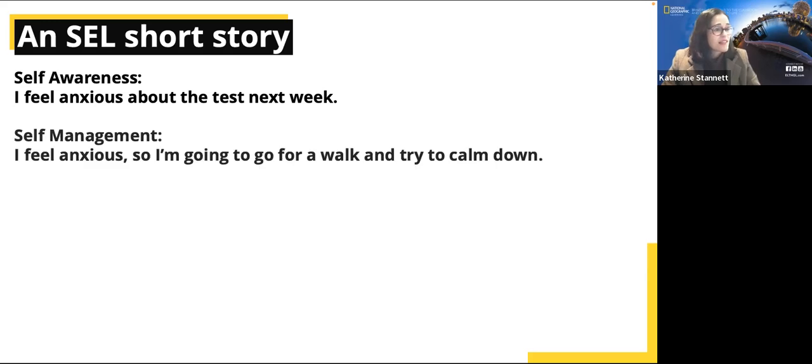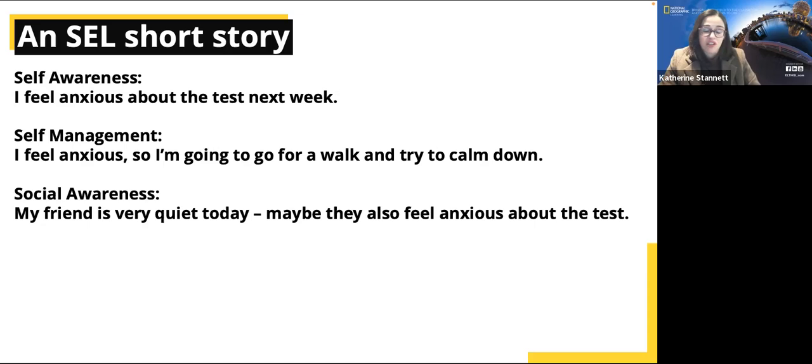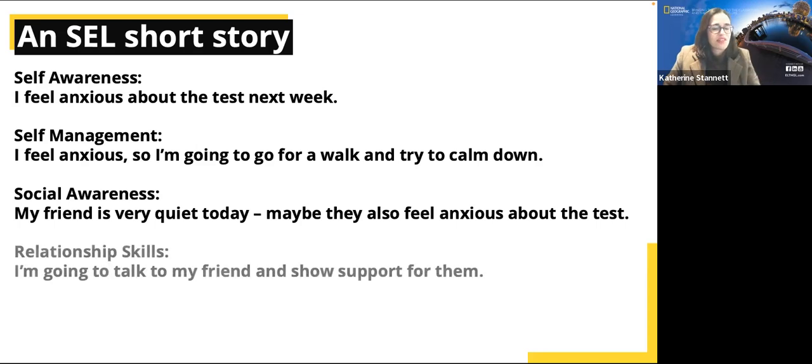That's self-awareness. So then we come to self-management. How are you going to manage your anxiety? I feel anxious, so I'm going to go for a walk and try to calm down. Now your student is practicing self-management. So they're using a technique, a strategy that they've learned. Social awareness. Now looking outside themselves, looking at other people, my friend's very quiet today. Maybe they also feel anxious about the test. So then they start to use their relationship skills. I'm going to talk to my friend, I'm going to communicate and show support for them. So that's a good demonstration of relationship skills.